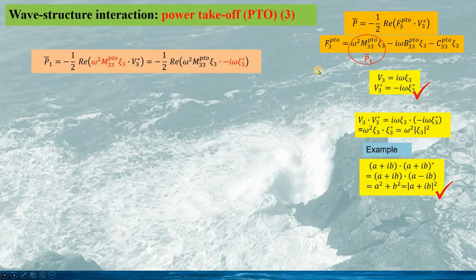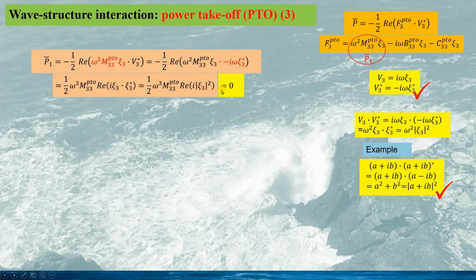So for the first part, P1 with the PTO, the force is given by this, and the velocity conjugate. If we substitute the velocity conjugate, we have this. And taking all the real numbers out of the real operator Re, we have the expression as this. We can see here that inside the real operator Re, it's a pure imaginary number. Therefore, the operation would give the average value 0.